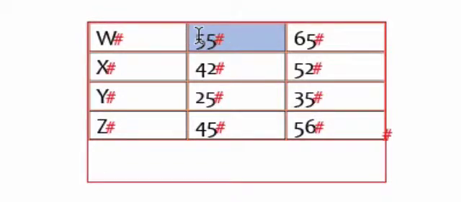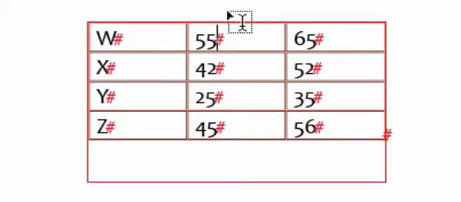Now, if I press, drag across, and then drag across again, I've selected two cells. If I come straight down, I've selected four cells, two in one row, two in the other.